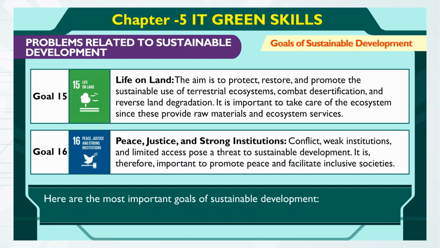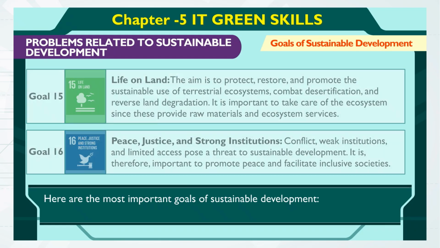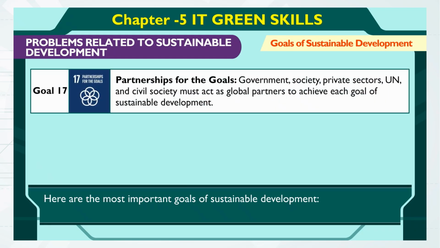Goal 16. Peace, justice and strong institutions. Conflict, weak institutions and limited access pose a threat to sustainable development. It is, therefore, important to promote peace and facilitate inclusive societies. Goal 17. Partnerships for the goals. Government, society, private sectors, UN and civil society must act as global partners to achieve each goal of sustainable development.